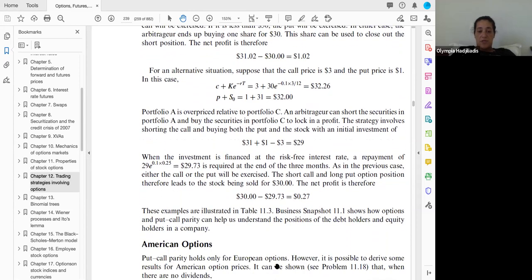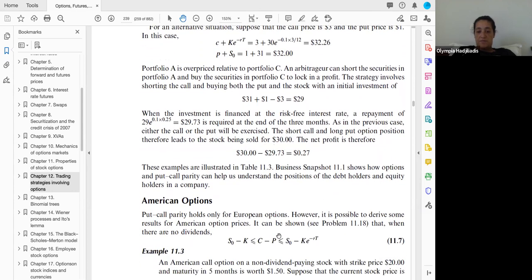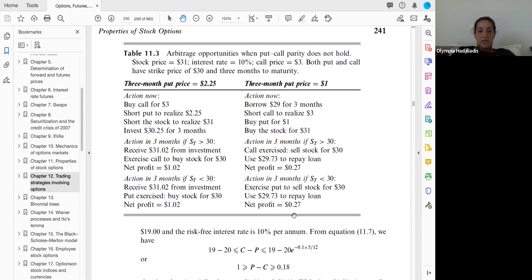So these examples are illustrated in table 11.3. We will see it in a second. And business snapshot 11.1 shows how options and put call parity can help us understand the positions of the debt holders and equity holders in a company. So let's look at the arbitrage opportunities. Actually, let's stop sharing and look at what our slides have to tell us.